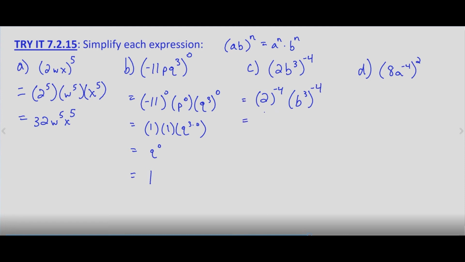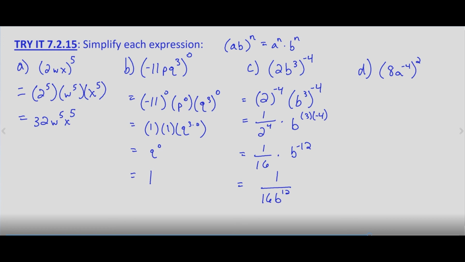which equals 1 over 2 to the 4th times b to the 3 times negative 4, because we're taking a power to a power. So we multiply the exponents. So this equals 1 over 16 times b to the negative 12th, which equals 1 over 16 b, move this to the denominator, change the sign, 1 over 16 b to the 12th.